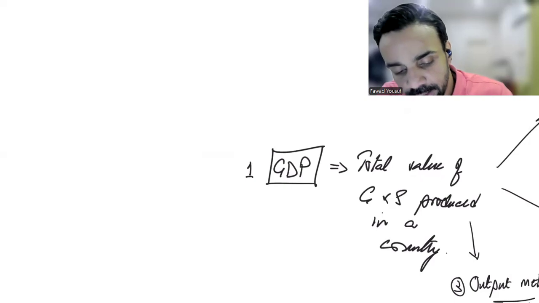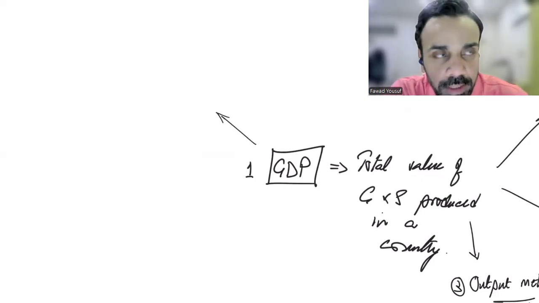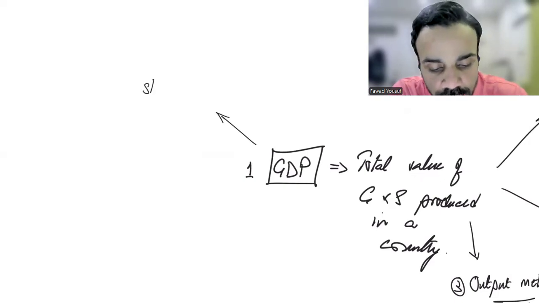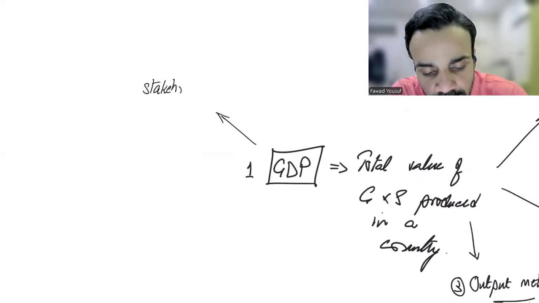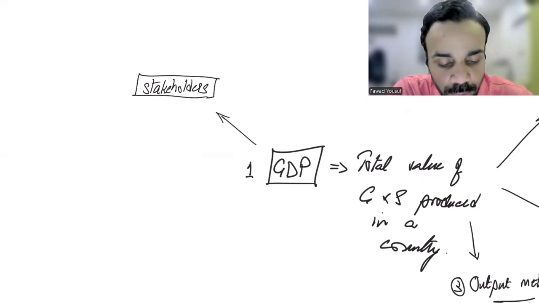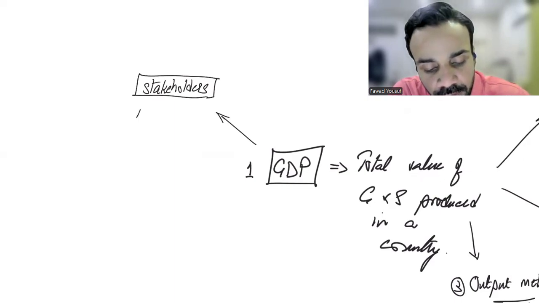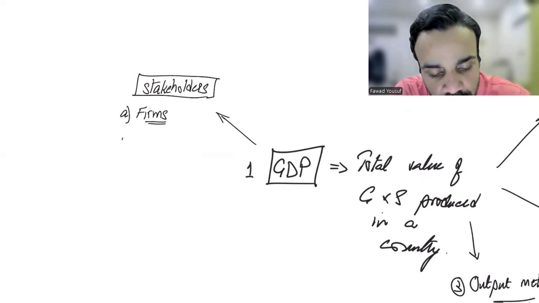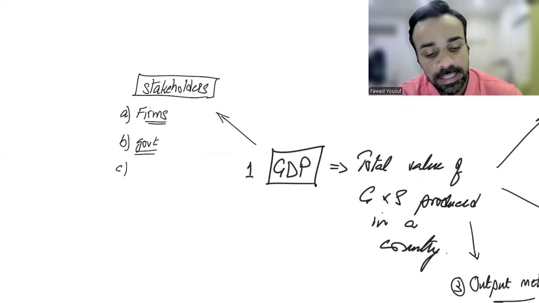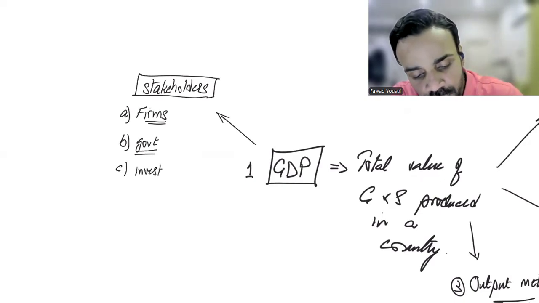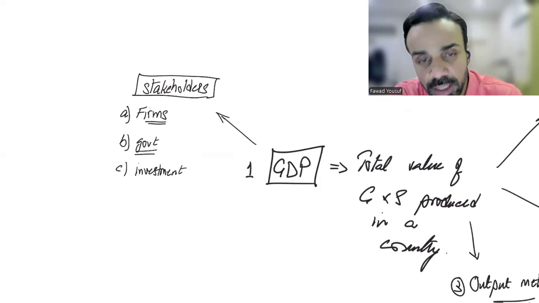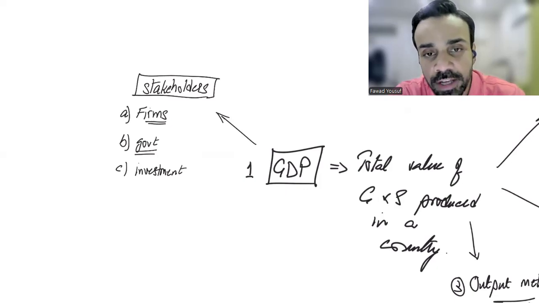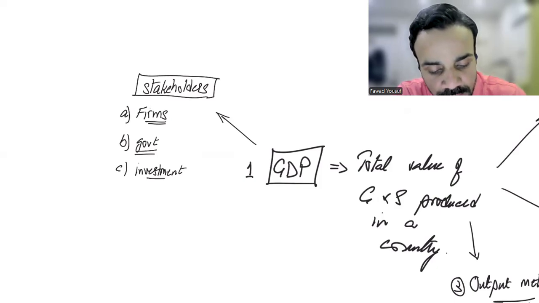Who is using these data? So what should we call them? Let's call them stakeholders. Every economy has stakeholders. It's quite possible that firms look at this data to see where the economy is going. Governments look at these data to see what type of policies we should be implementing. Investors of all sorts, whether it's an investor in the stock exchange or an investor abroad, take a look at these numbers.